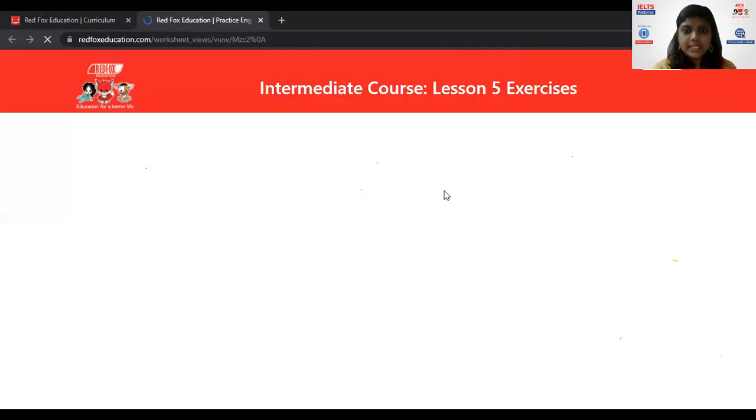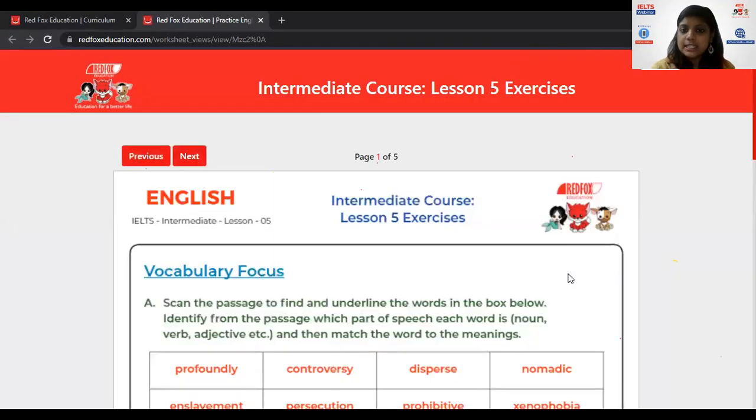Yes, so as you can see, this is a sample of our worksheet. This is the sample of the true false not given worksheet. So when you take a course with us, we don't start by just giving you a passage and saying go and find out. No, that is not how we work.